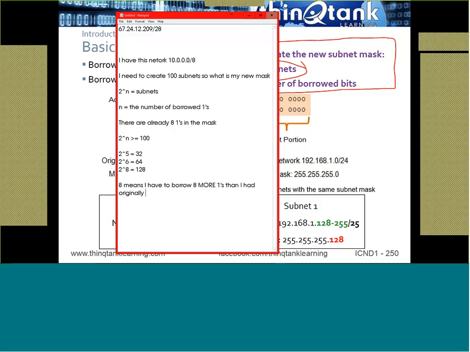So what is my new mask? /15. Does that make sense? How did I get /15?